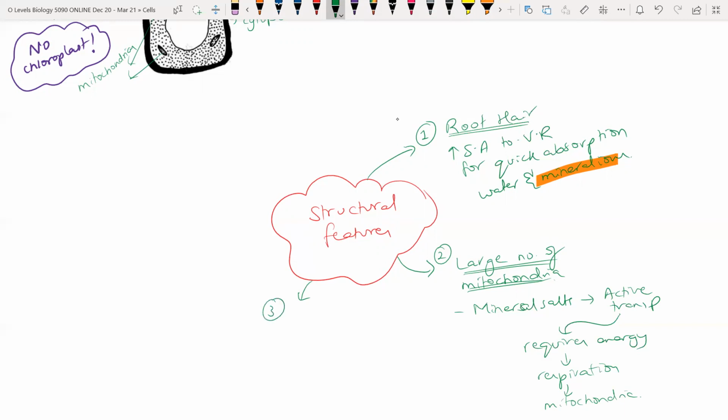You know, the cell wall is very thin. Okay, it has a thin cell wall.